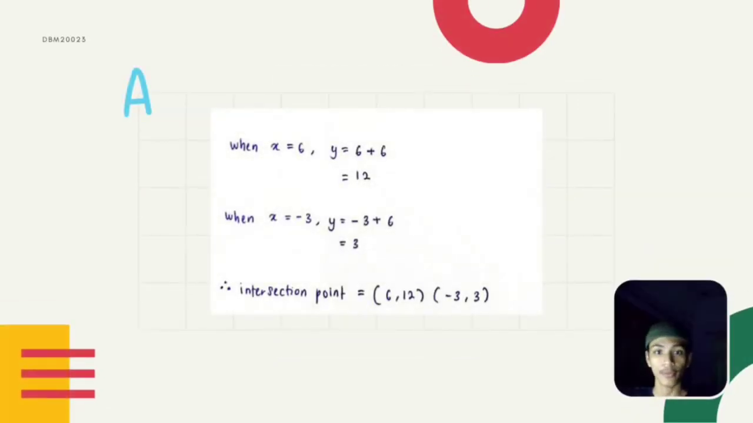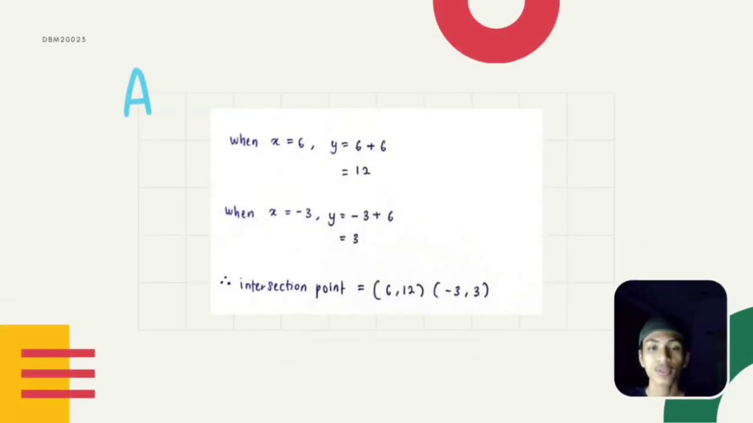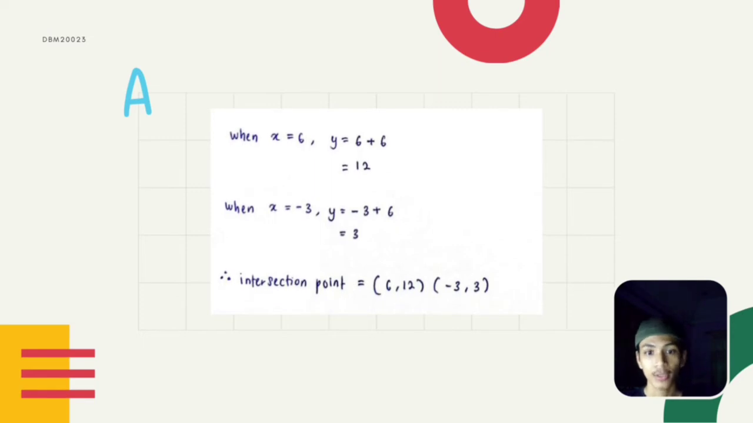Okay, now after we've found our x, we're going to find y. When x is equal to 6, y is going to be 6 plus 6, and the final answer is going to be 12. And when x is equal to negative 3, y is going to be negative 3 plus 6, and the final answer will be 3. So after we've found all of it, we have already found our intersection point.